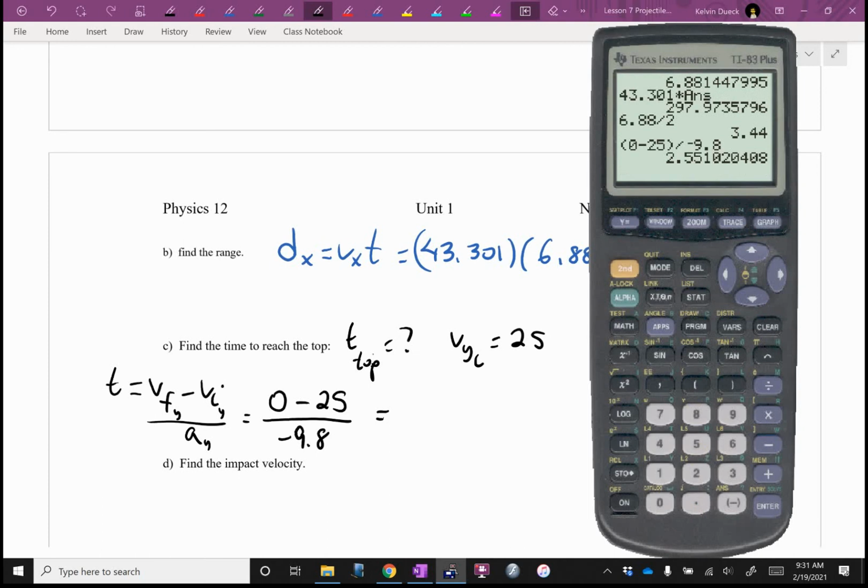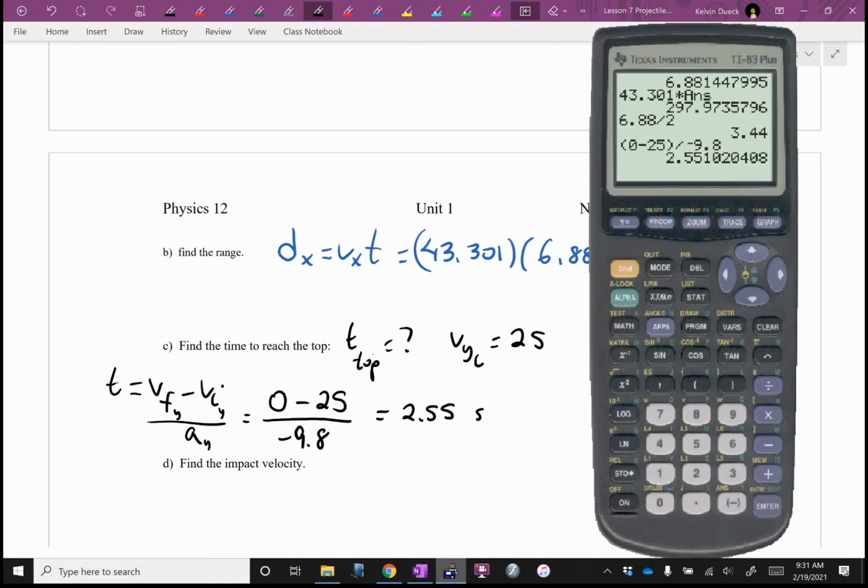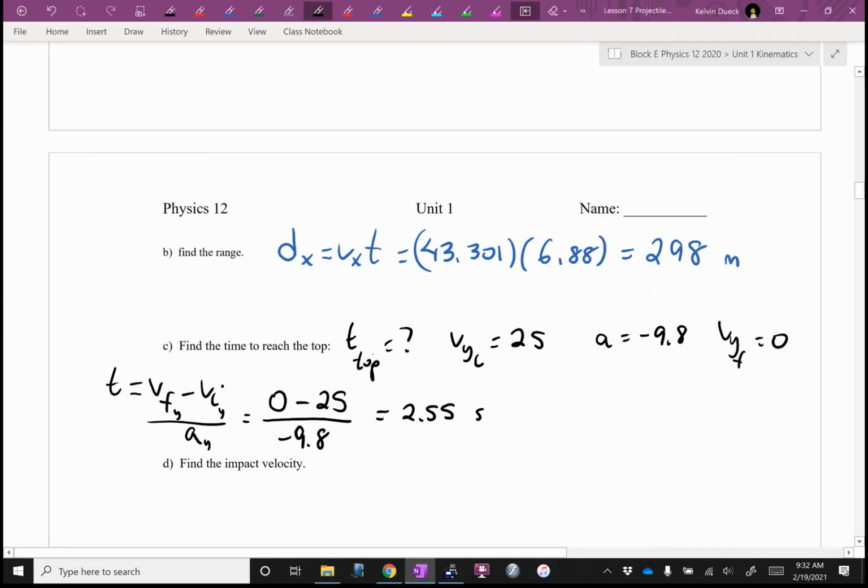And I get 2.55 seconds. And I guess now, Kyle, I could argue since the total flight time was 6.88 and it took 2.55 seconds to get to the top, it must have taken 4.33 seconds to fall all the way back down to the ground at the base of the cliff. I've never bothered asking that question, but I've just decided that might be a nice little follow-up to throw on a future test.